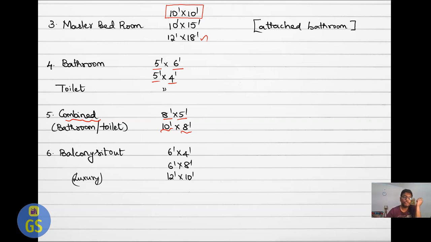The next we need to know about is the balcony sit out. For balcony purposes, whether we are sitting on the bedroom side or on the corridor side, we can plan a balcony sit out with 6 feet by 4 feet or 6 feet by 8. For a bigger, luxurious type we can go for 12 feet by 10 feet, right?